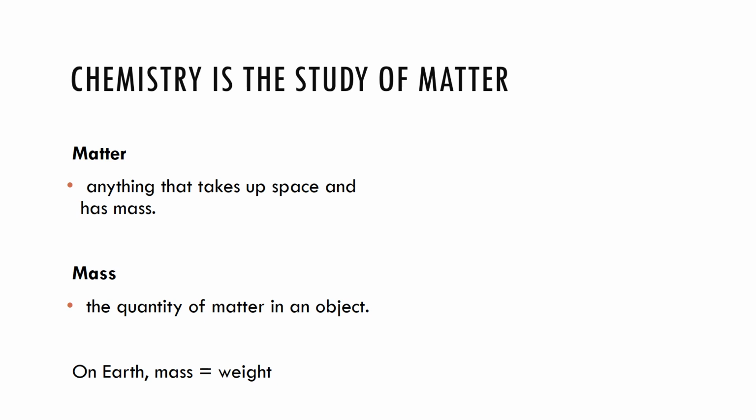Mass is the quantity of matter in an object. Mass is basically the amount of material in matter. It's a physical property, and it determines the weight of an object in the Earth's gravitational field. But for our purposes in this course, the mass of an object is the same as its weight. However, mass and weight are not always equivalent.